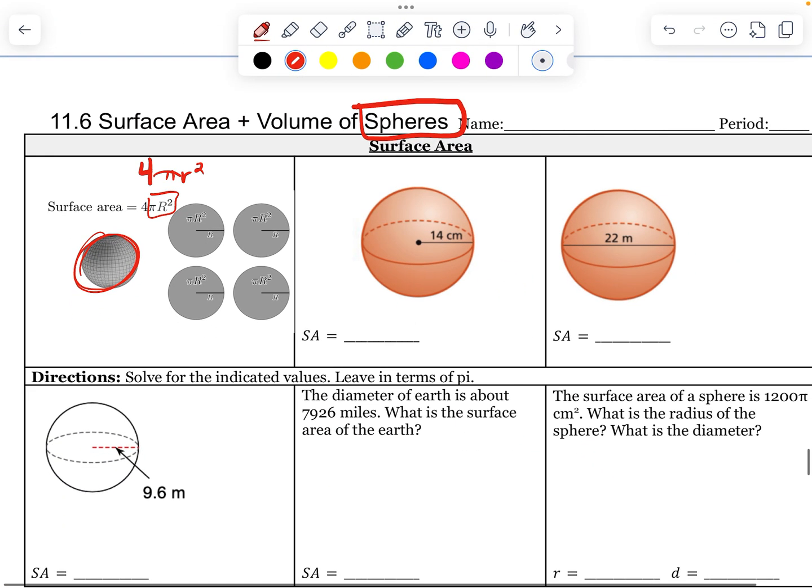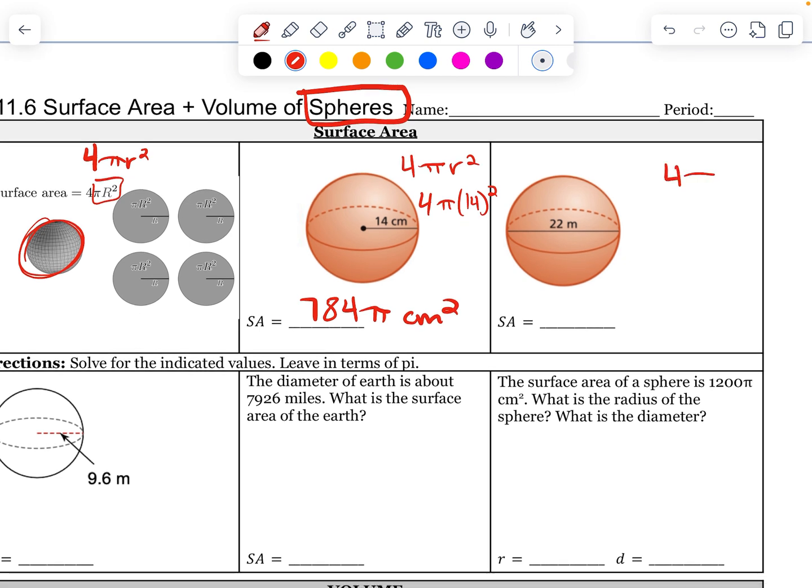Okay, so surface area. We're just going to use that formula again and again: 4 times pi r squared. So 4 times pi, 14 squared. We can leave all of these in terms of pi, so I'm not going to put pi in my calculator. I'm just going to do 4 times 14 squared, which is 784 pi, and this is area again, so centimeters squared. All right, 4 times pi r squared, so 4 times pi 11 squared. The diameter is 22, so the radius is 11. 4 times 121 is 484 pi meters squared.